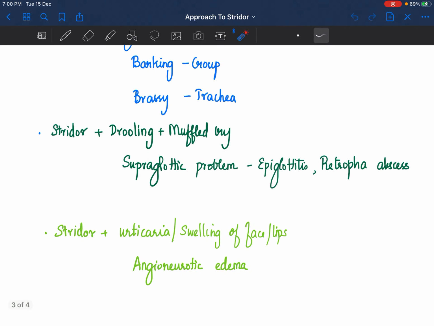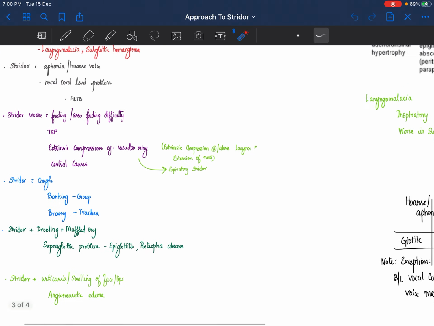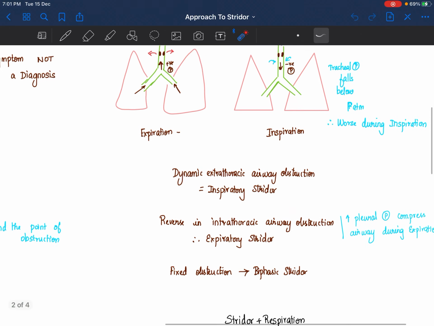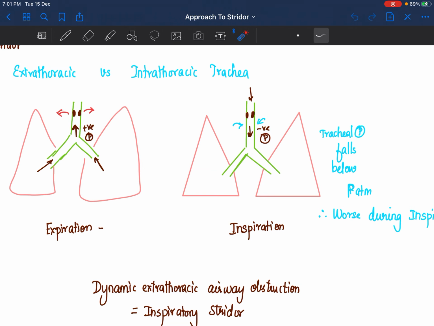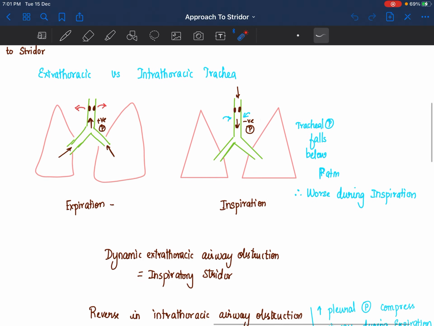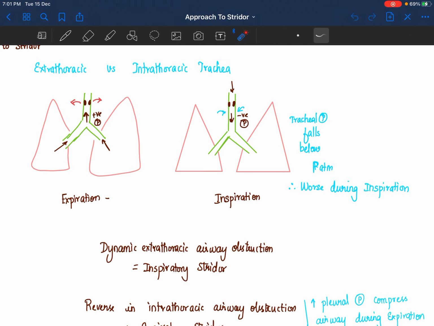If the stridor is associated with urticaria, swelling of face and lips, then think of angioneurotic edema. These are some of the examples where you can elicit cause from just history and examination alone. For example, if say the child is having this worsening of stridor when the child is crying, you are thinking of a subglottic hemangioma. What would support your diagnosis is you finding a hemangioma in the skin, especially if it is a segmental hemangioma in the mandibular region or in the beard region. If you find a hemangioma, there is a high likely possibility that the child is having a subglottic hemangioma too.